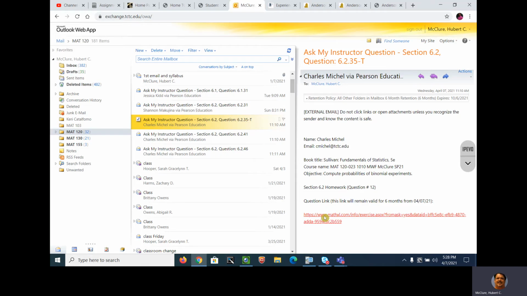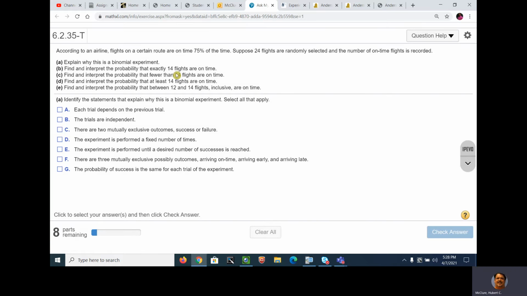Let's see what this one looks like. According to an airline, flights on a certain route are on time 75% of the time. P is equal to 0.75. Therefore, Q is equal to 0.25. N is equal to 24.